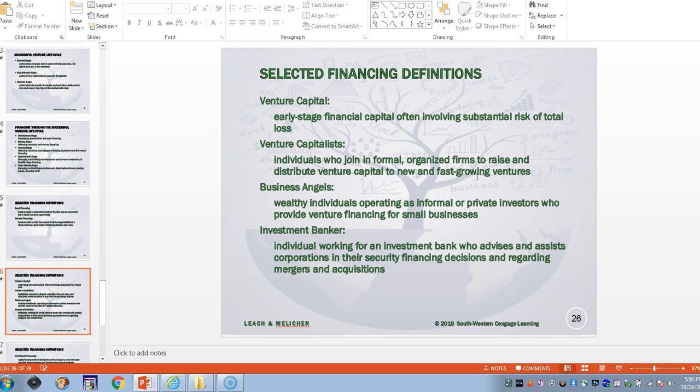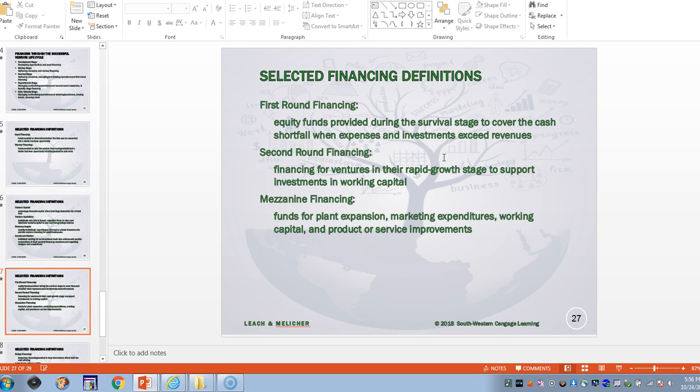And we'll talk about these definitions later, right? A business angel is a wealthy individual. And what venture capital is. And there's a couple little definitions here, right? Venture capitalists are individuals who join like a company. They're an organized firm to give you money for your company, right? And there's different forms of financing, right?